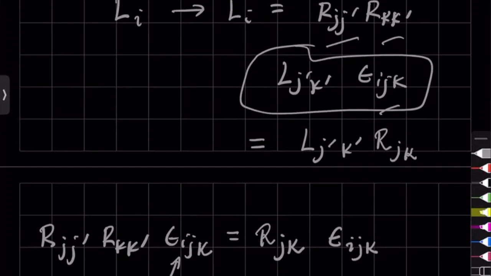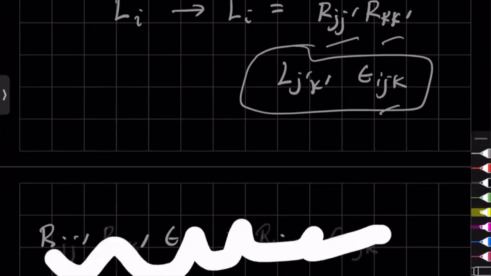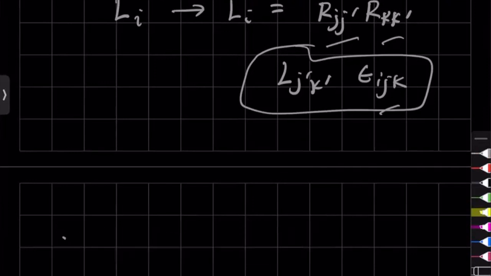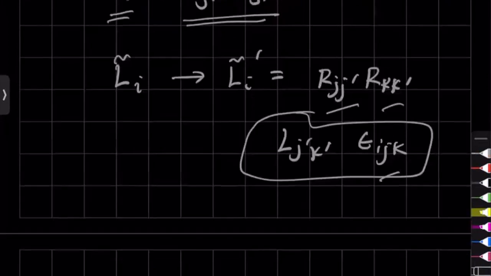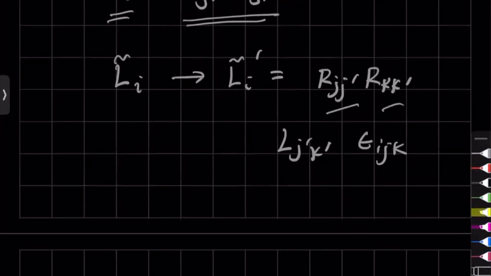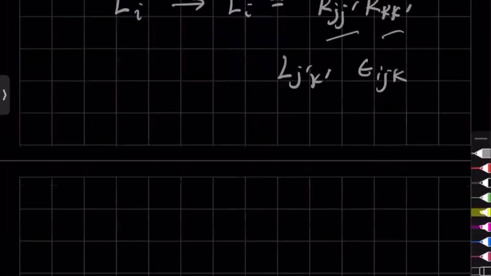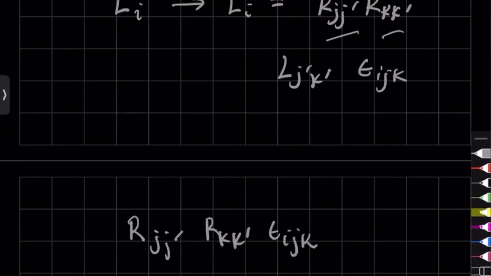Just one second, I'm getting things muddled. Aren't the J prime and K prime also free? Yes, they are. You're right. So it's R J J prime, R K K prime, epsilon I J K.